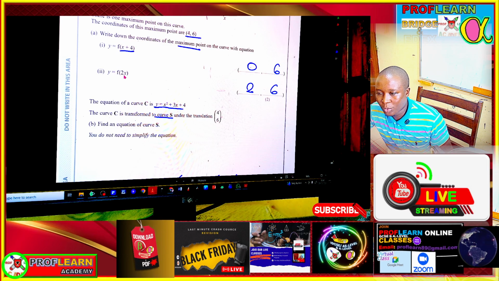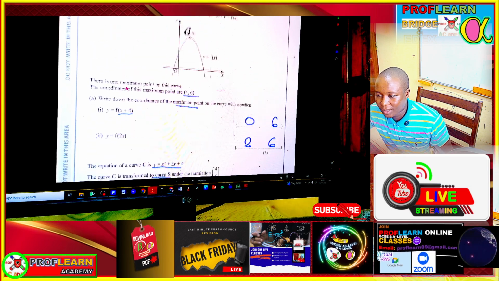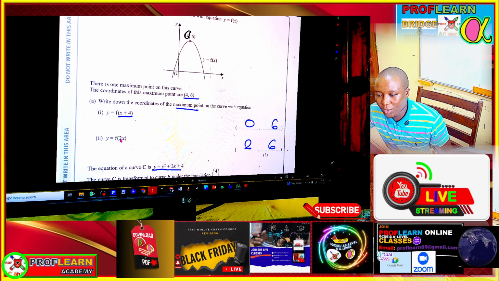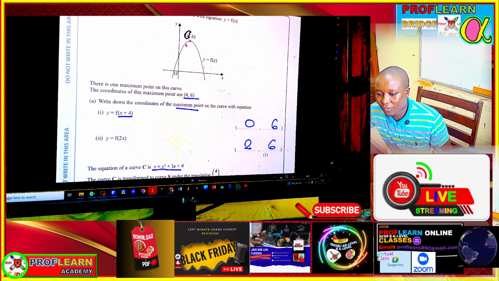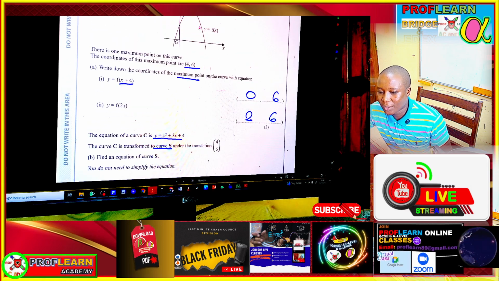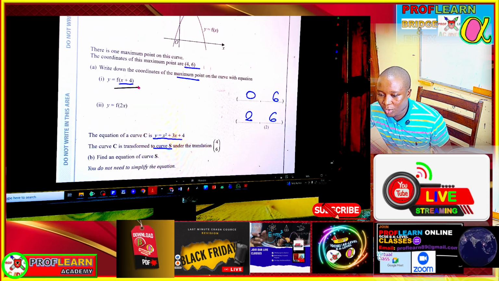And this is going to be 2x. The x coordinate is 4. If it's times 2, then you do the division. So it will be 4 divided by 2, and that's going to be 2, 6. The y coordinate is going to remain the same because the transformation is taking place inside the bracket.